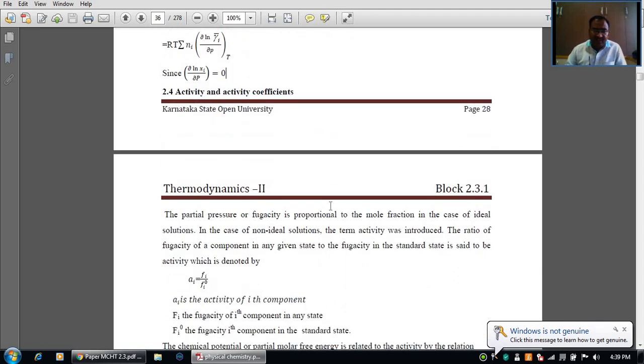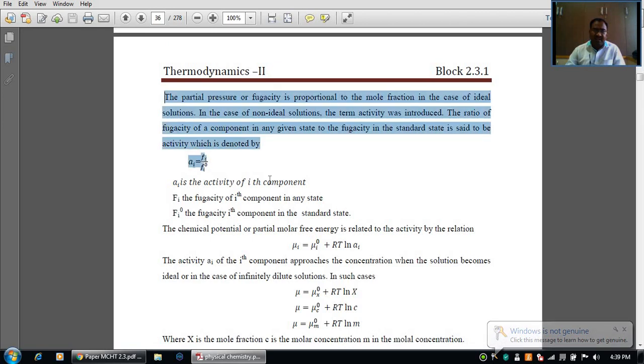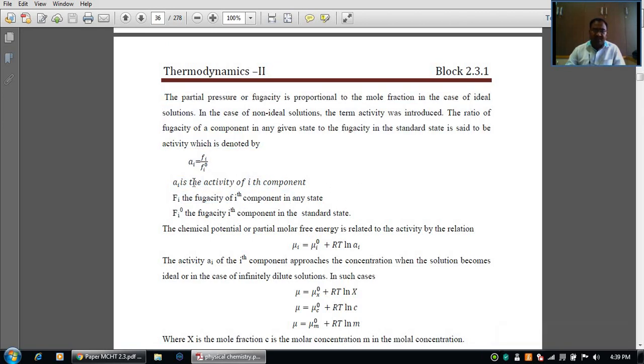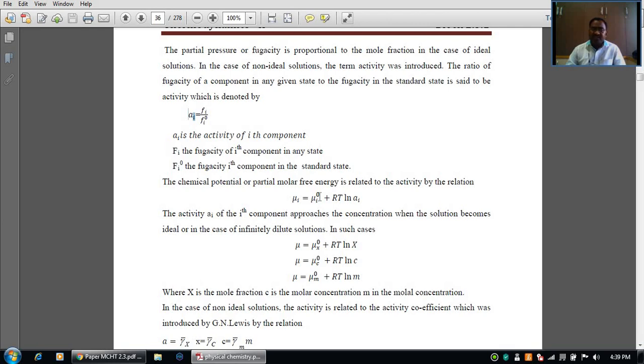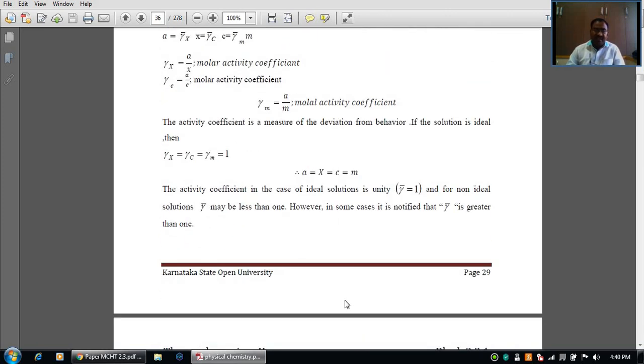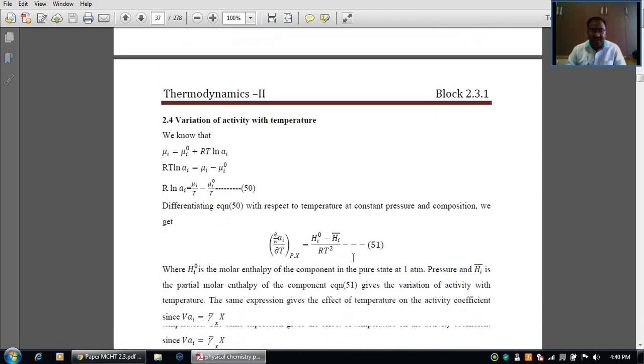Next, activity and activity coefficient. Generally, this concept is asked as a 2-mark question. What is meant by activity and activity coefficient? The activity of the ith component is equal to the fugacity of the ith component in any state, where any state means solid, liquid or gas, divided by F_i naught, the fugacity of the ith component in the standard state. The chemical potential, or partial molar free energy, is related to the activity by the relation mu_i equals mu_i naught plus RT ln a_i. This is the mathematical expression for activity and activity coefficient.